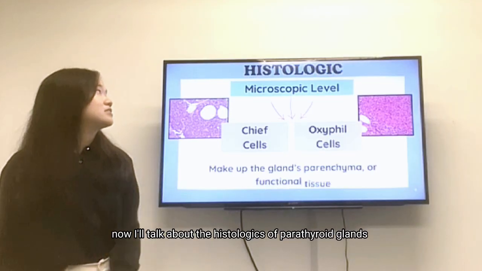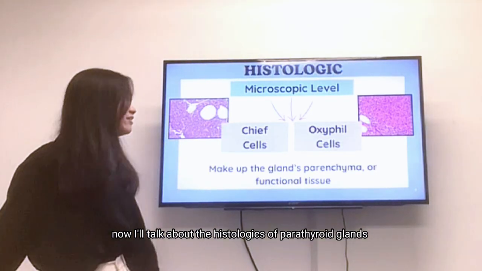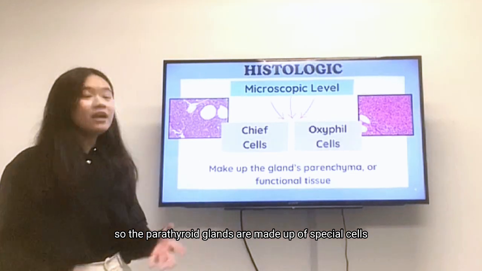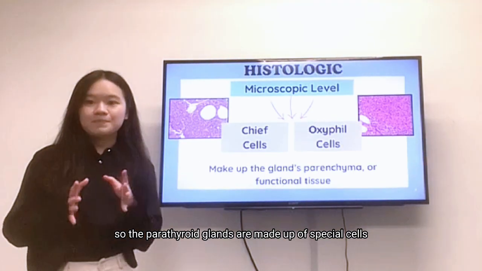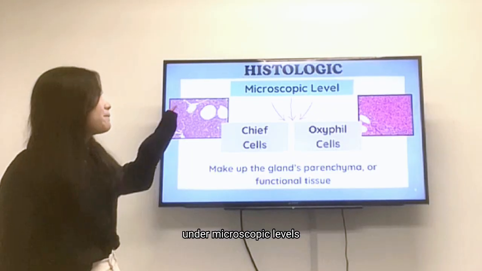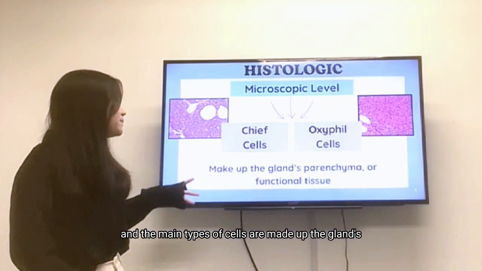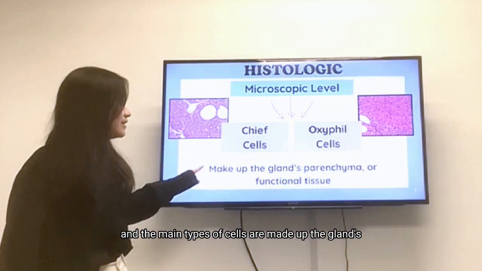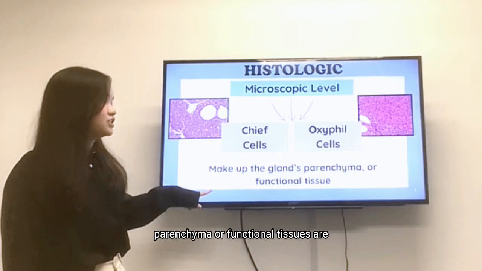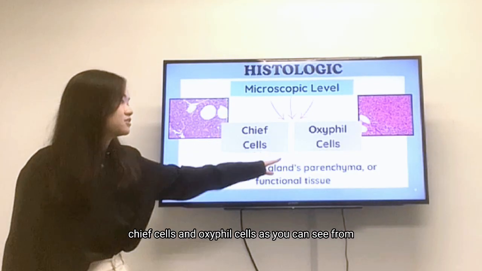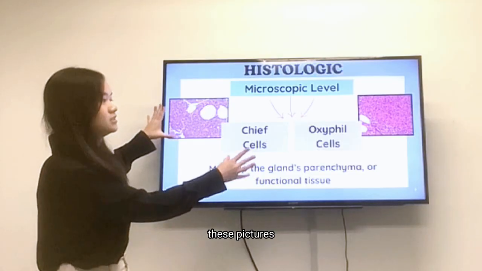Now, I'll talk about the histology of the parathyroid glands. The parathyroid glands are made out of special cells at the microscopic level, and the main types of cells that make up the gland's parenchyma, or functional tissue, are chief cells and oxyphil cells, as you can see from these pictures.